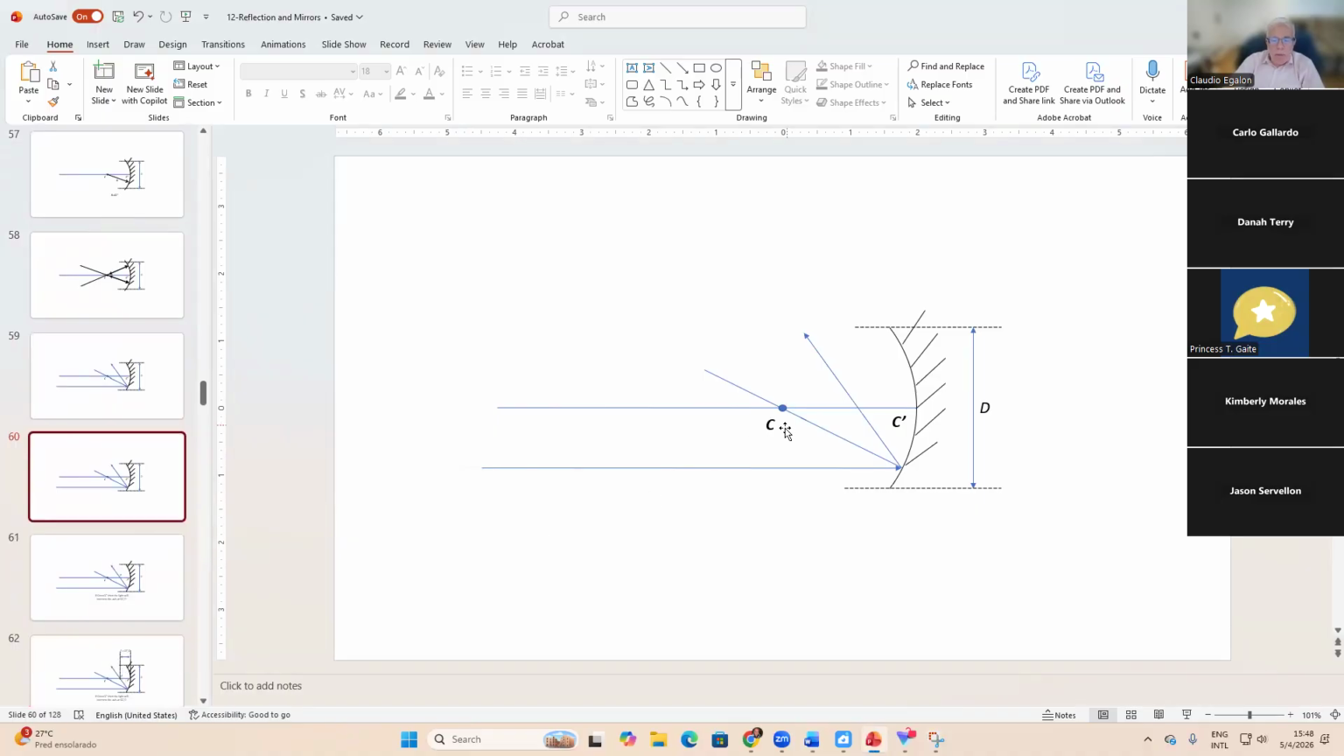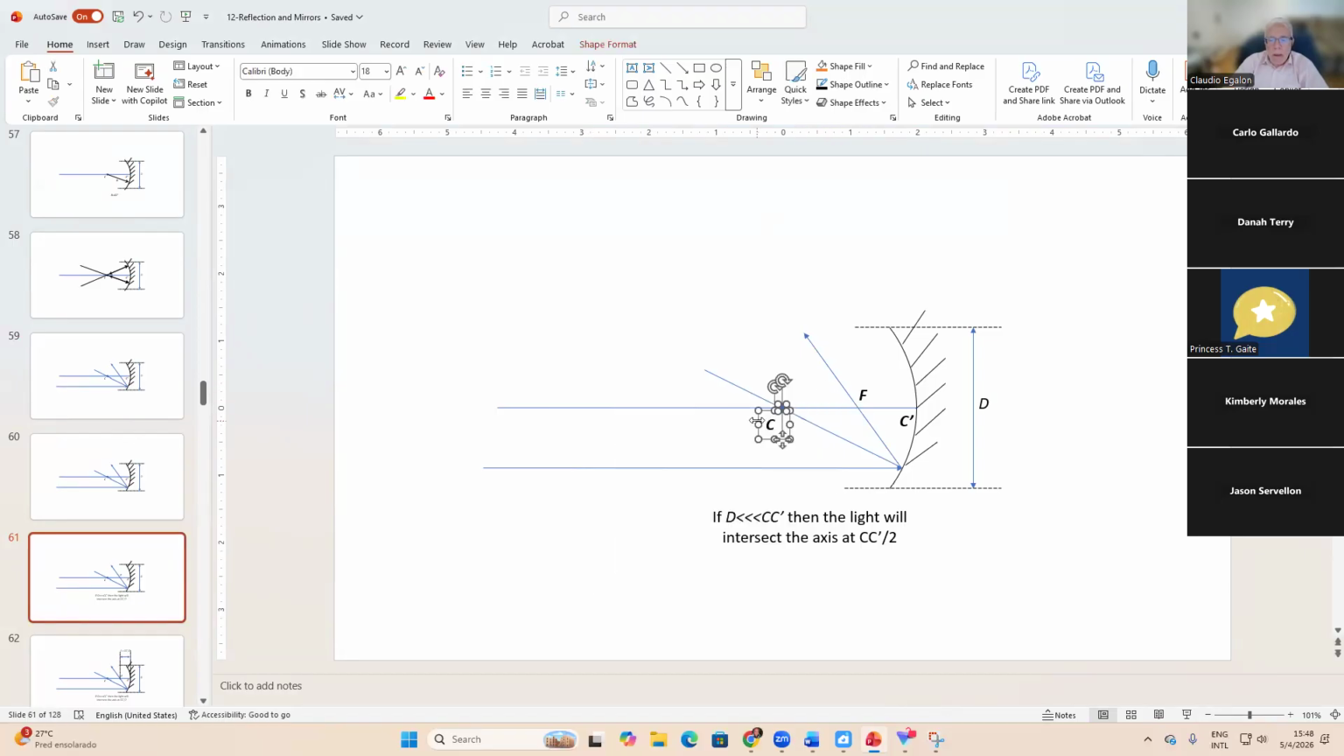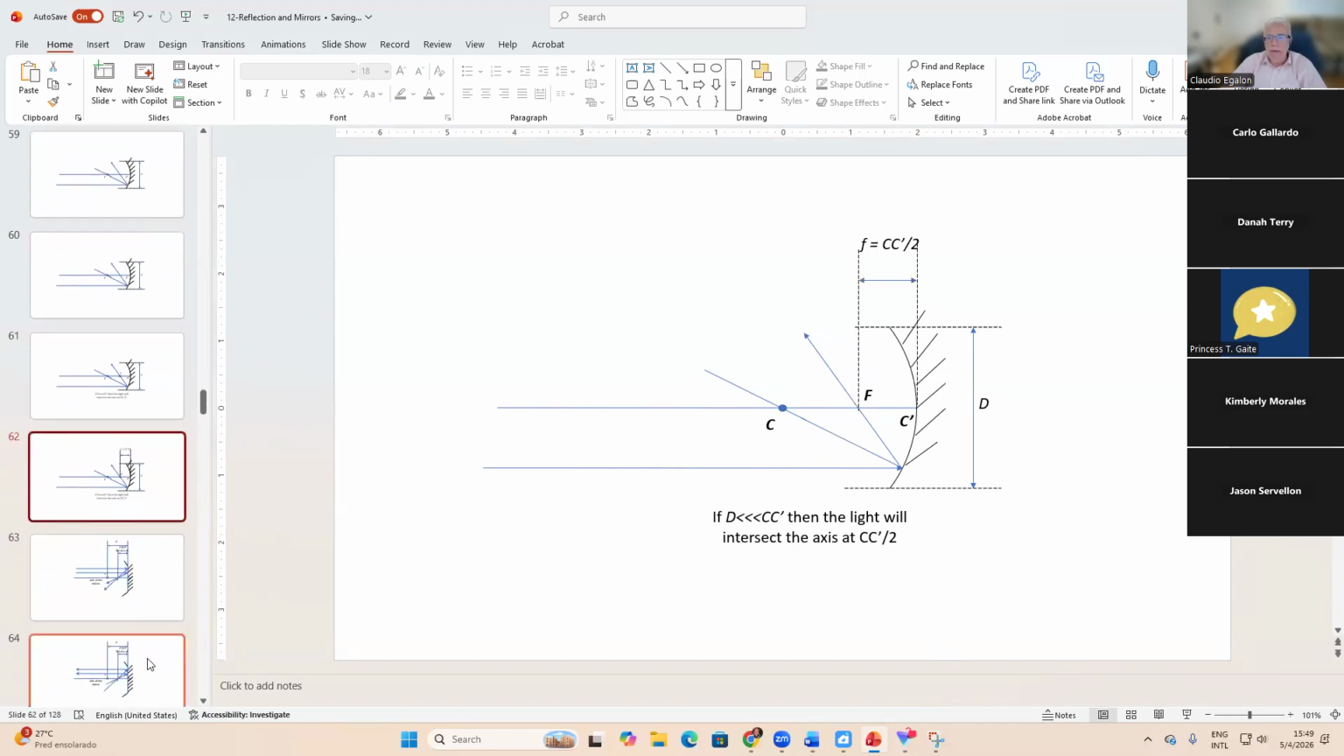You go, I didn't put F there, right? Let's see, here you go. I put F here. Focal point and here you go. Focal point. Next, here you go.